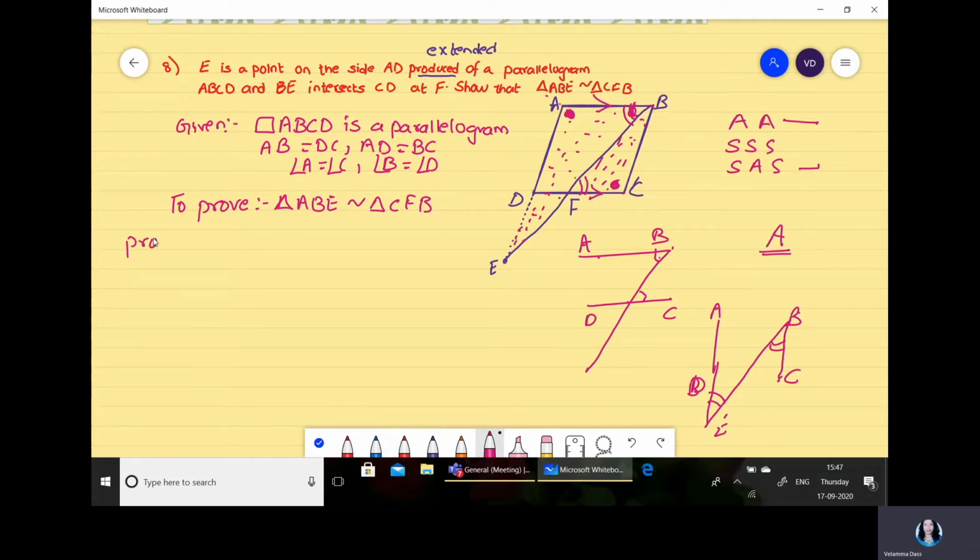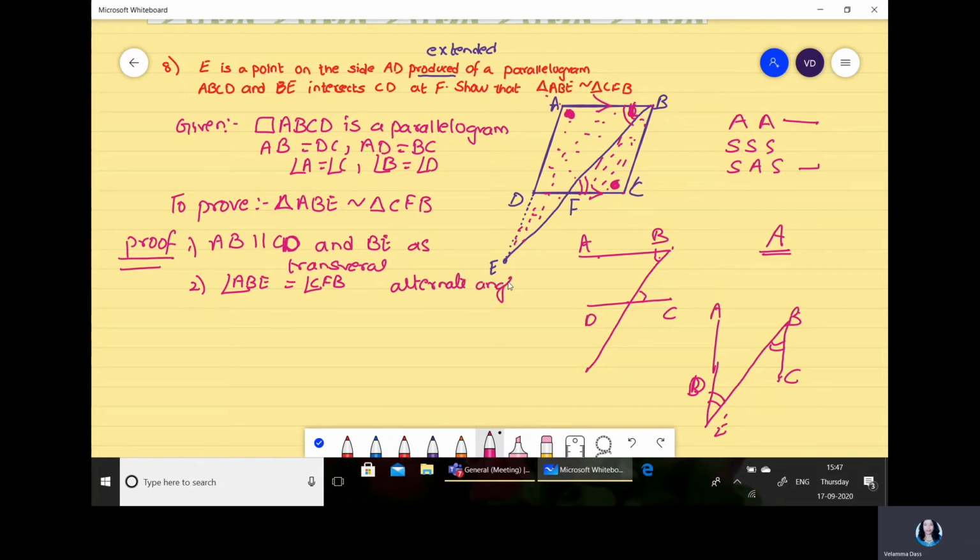So to write the proof, we can just write that AB is parallel to CD. Any one of the properties can be taken: AB parallel to CD and BE as transversal. So if you take BE as transversal, then you get the alternate angles, that is angle ABE is equal to angle CFB, and you can write alternate angles. So we got the condition, and now we can easily prove it by considering the triangles.